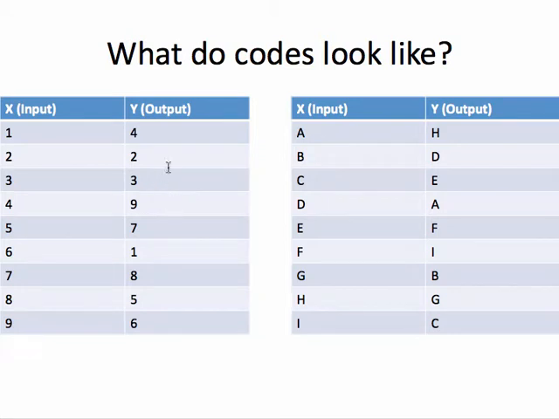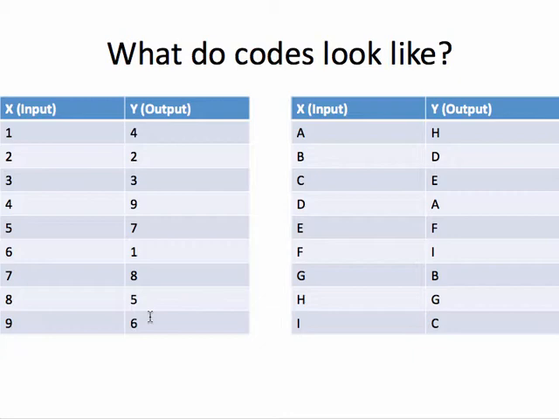So when you put in 1, you actually mean 4. When you put in 2, it actually means 2. 3 means 3. 4 means 9. 5 means 7. 6 means 1. 7 means 8. 8 means 5. And 9 means 6. And so forth. You can continue on going through there.